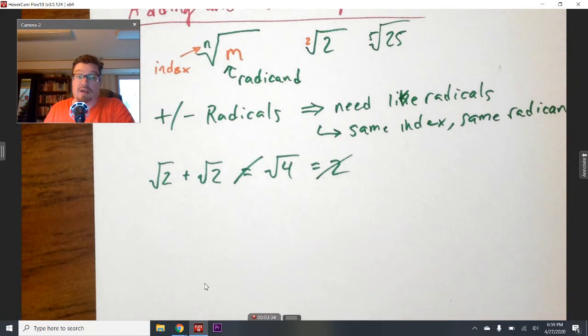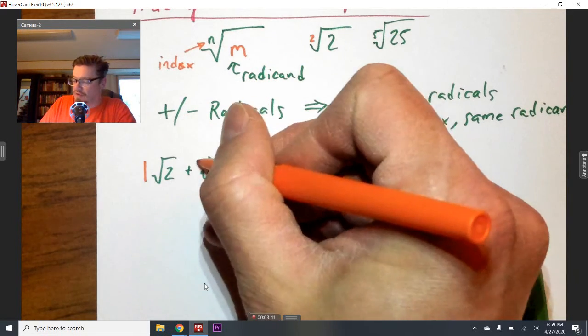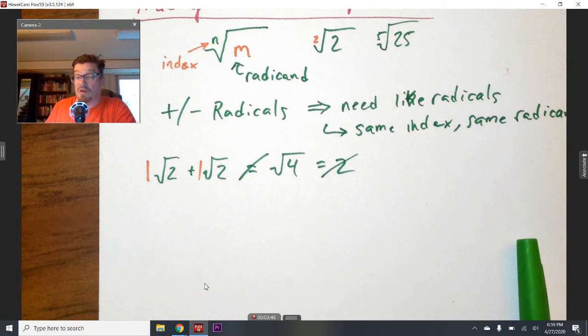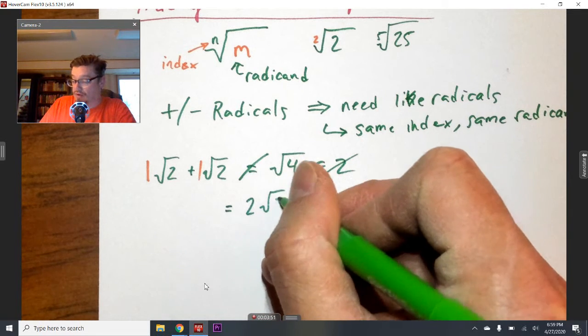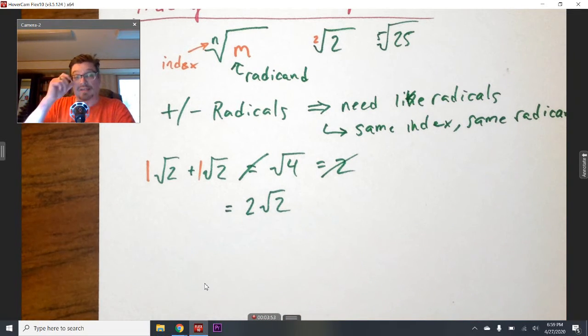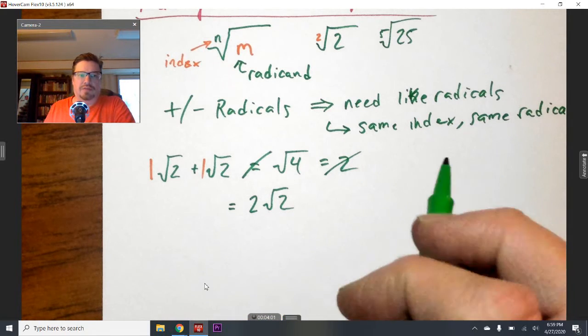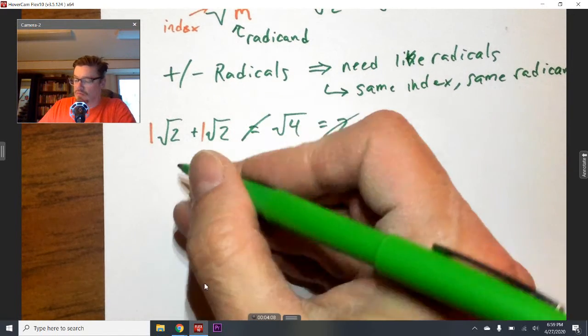You're looking at another irrational number. So it's actually a little easier. What you want to do is look at the coefficient in front. As long as they have the same index and the same radicand, you treat it like a variable. So what you actually have is 2 radical 2's. If you test this in a calculator, type in radical 2 plus radical 2 and hit enter, then do 2 times radical 2, you're going to get the same number. Likewise, let's just keep going.